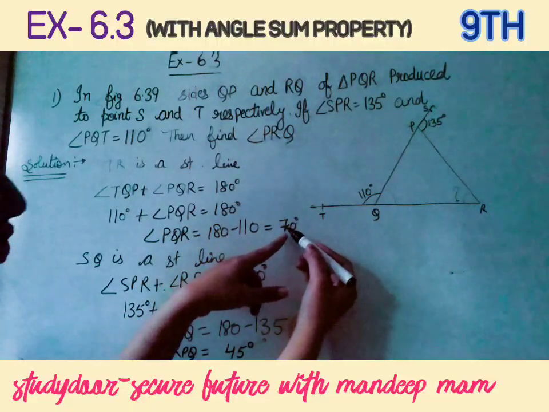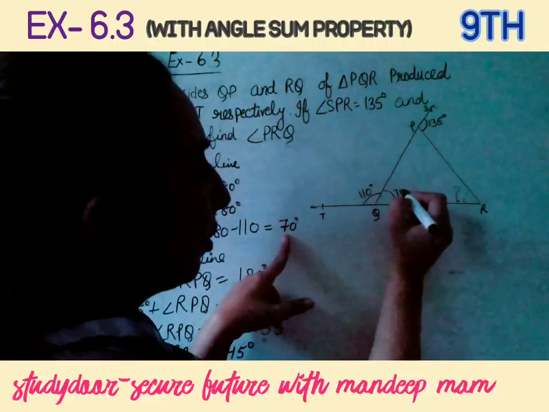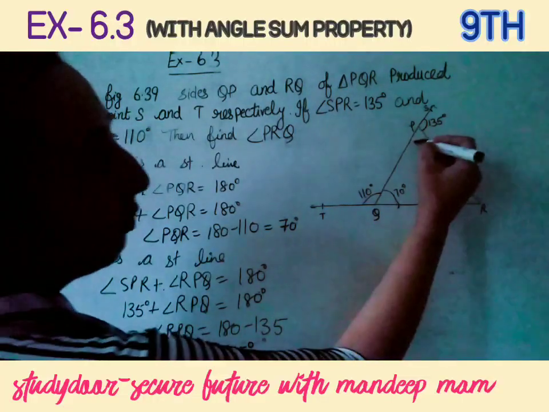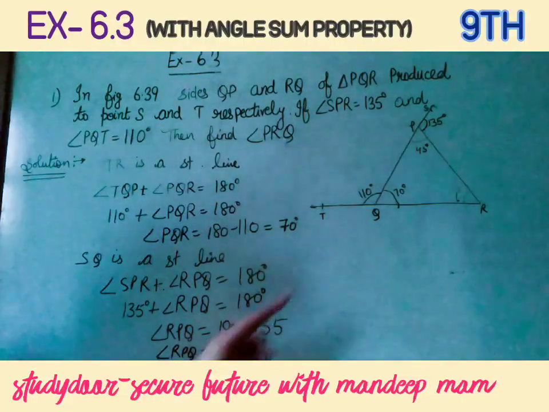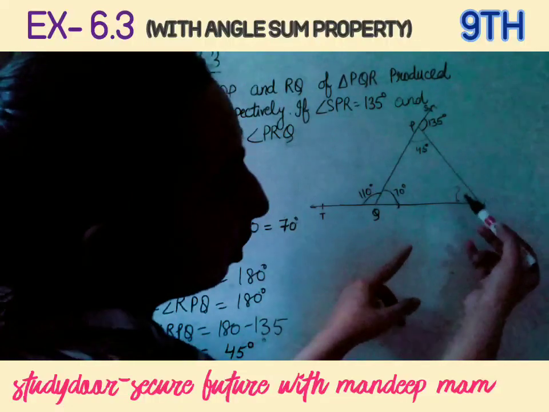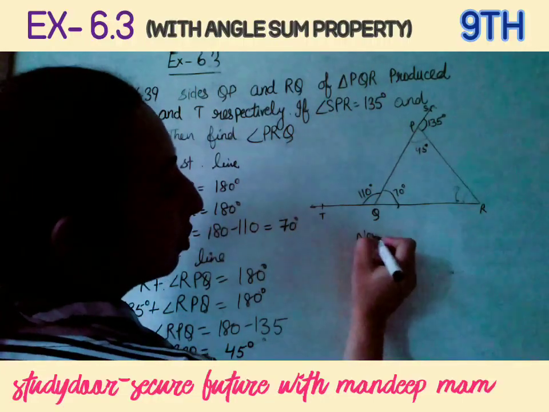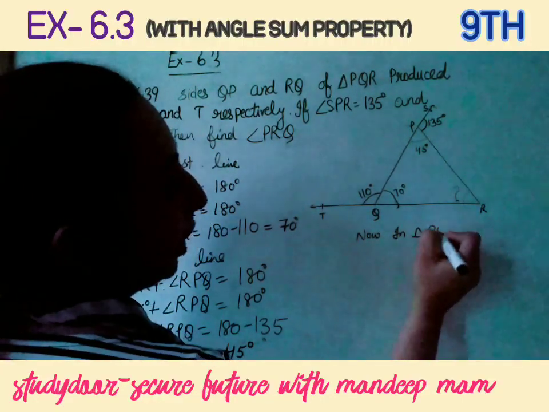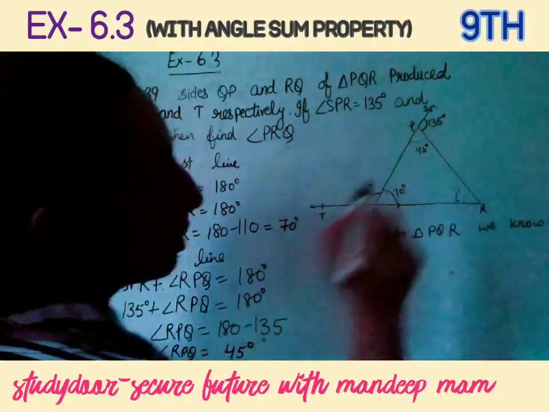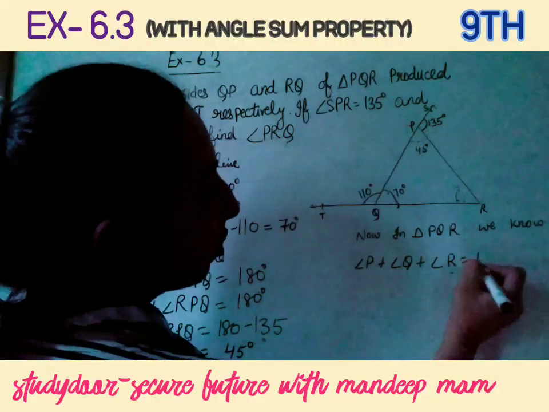Now we have got our two angles: PQR, which we got as 70 degrees, and RPQ, which is 45 degrees. Now in triangle PQR, we have two angles, 70 and 45, so we can find the third angle very easily. In triangle PQR, we know that the sum of all angles is 180 degrees. Angle P plus angle Q plus angle R is equal to 180 degrees.